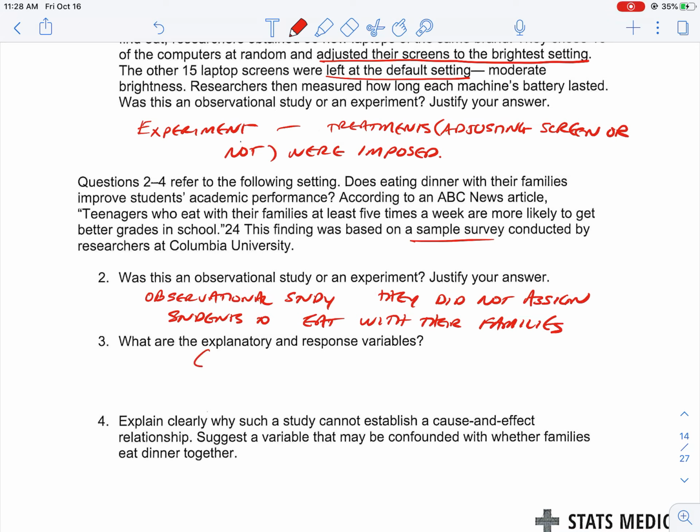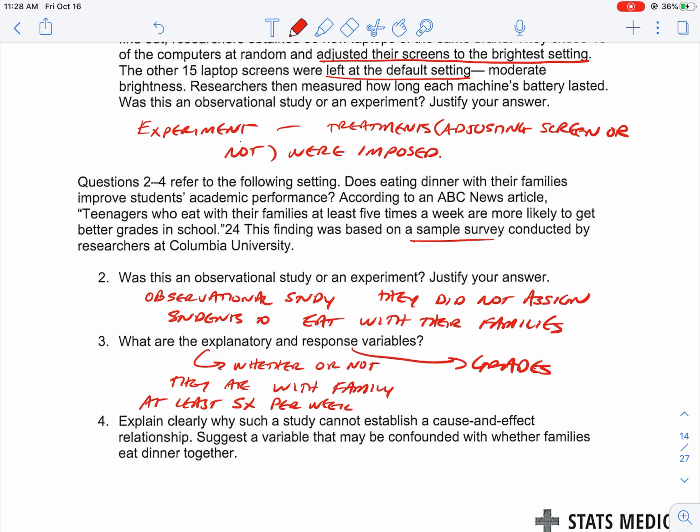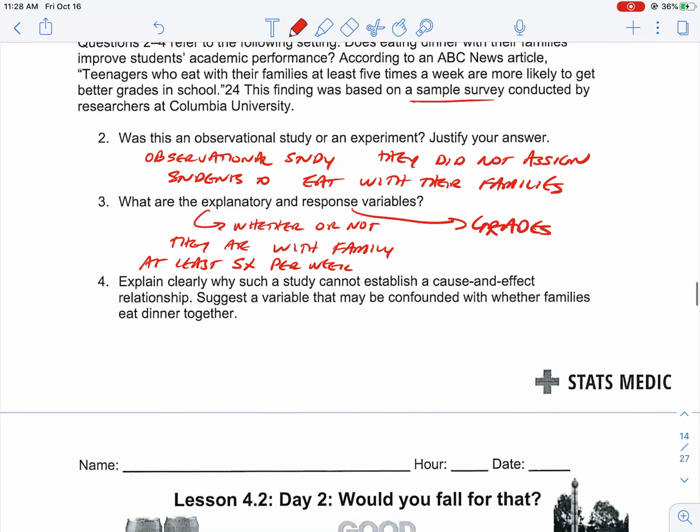What are the explanatory and response variables? The explanatory variable would be whether or not they ate with the family at least 5 times per week. And our response variable was their grades. So they were measuring the explanatory variable, how many times they ate with their family per week. The response variable is what they were looking at, their grades.